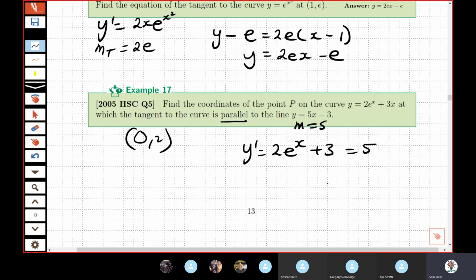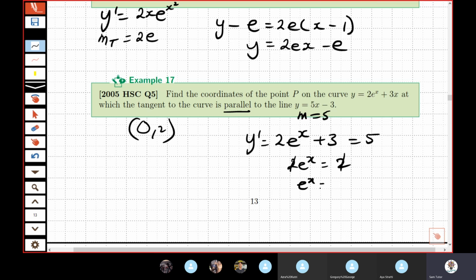Yeah, that's how I started with the differentiated part, and then 2 divided by 2 will give you 1, which means x, eventually when you take the log, gives you 0. Sub it back into the original, and then you get e to the power 0 is 1, times 2 is 2, plus 3 times 0, so y does equal 2. Make sure you're comfortable with that, and then move on.